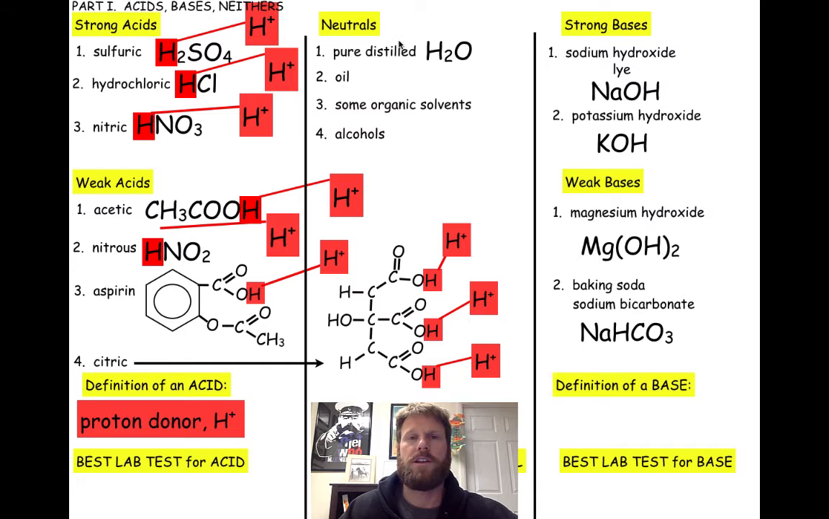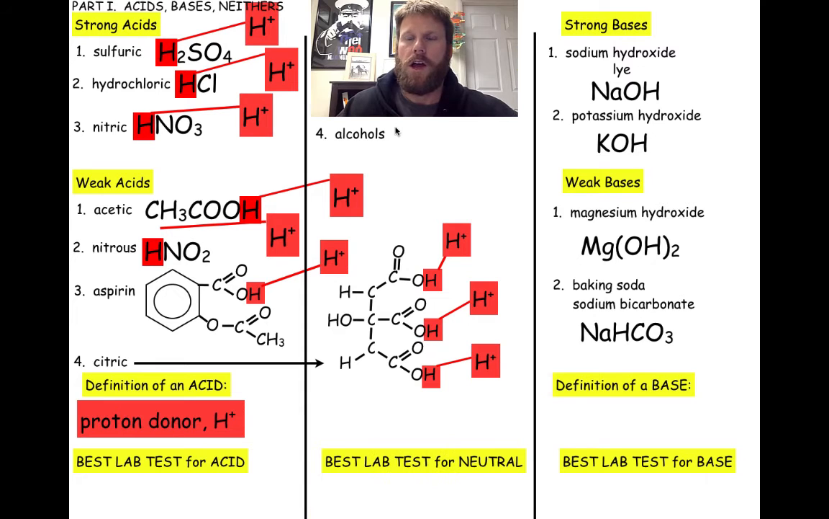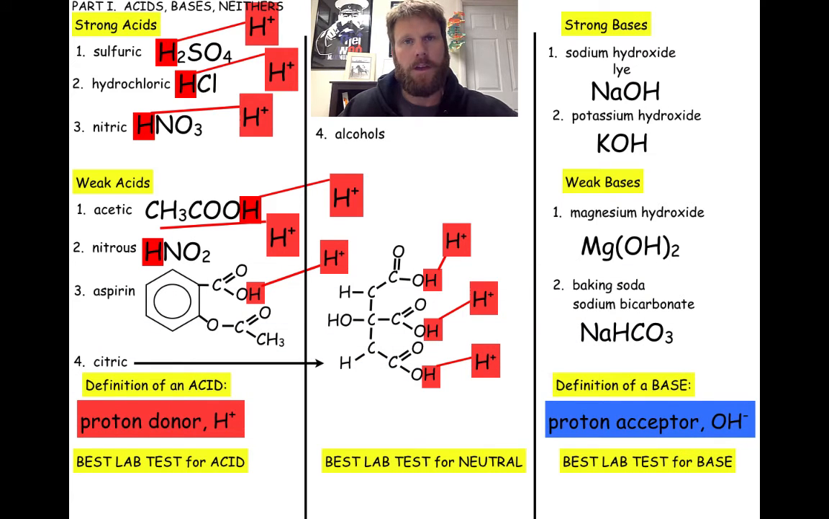We have here a list of neutral substances. The most common we'll be used in the lab is distilled water, but some organic solvents and alcohols and oils will also have neutral pHs. Let's look at some base examples here. Base, remember, is a proton acceptor.